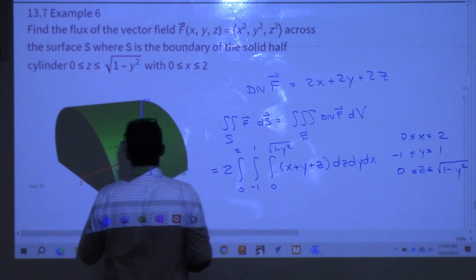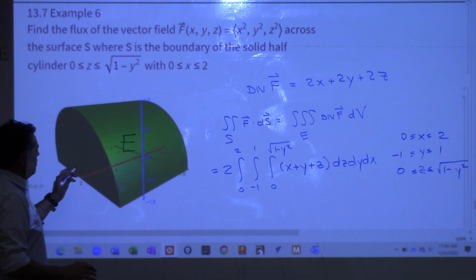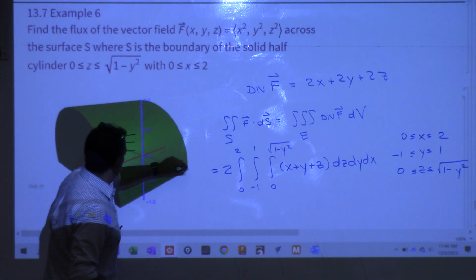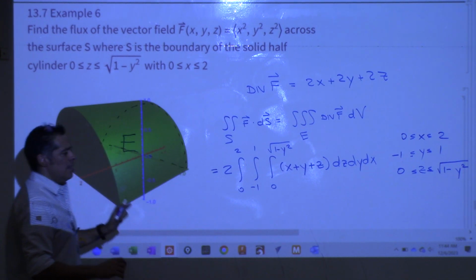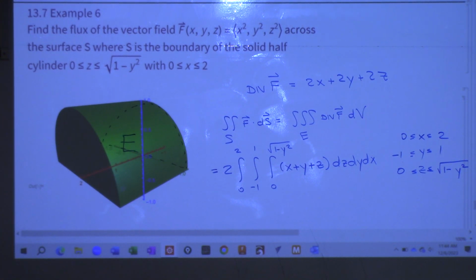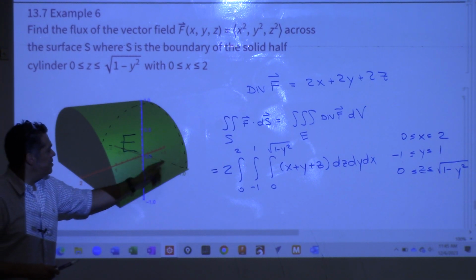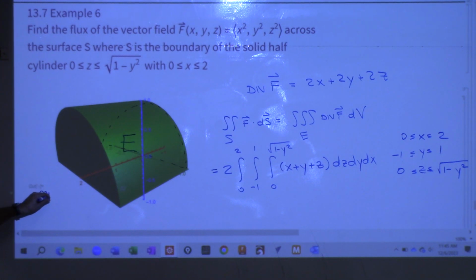Look at this solid. Can you see it as a polar region? Look at the backside here. Do you see that backside? We project this over, you got a polar region there. But in what two variables? The y and z. This is y and that's z. So what I could do is I could go to polar here.